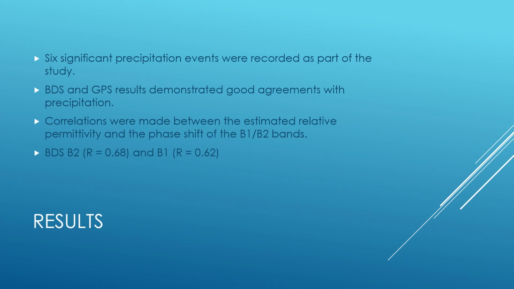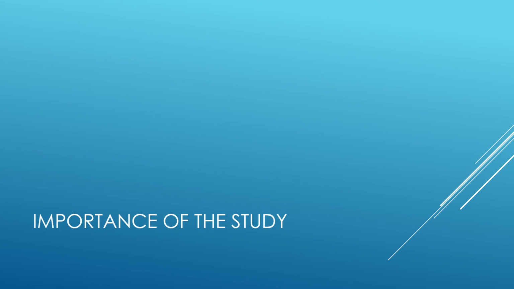So the estimated results from the phase method showed good agreement with in situ precipitation data. Just overall, generally speaking, the soil permittivity correlated well with increased precipitation using the BDS B1 and B2 frequencies. So, looking at the importance of studying soil moisture fluctuations, why is it important to study soil moisture fluctuations? Well, soil moisture impacts other hydrometeorological variables.